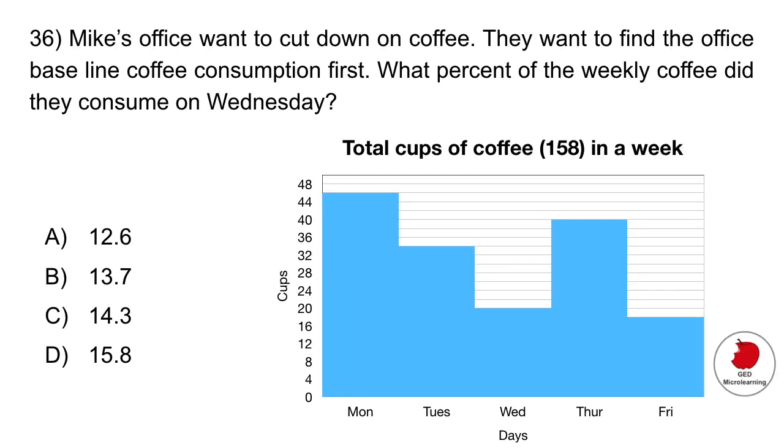All right, so question 36 is a question that requires you to be able to gain some information from a histogram. So it says, Mike's office wants to cut down on coffee. They want to find the office baseline consumption first. What percent of the weekly coffee that they consume is on Wednesday?